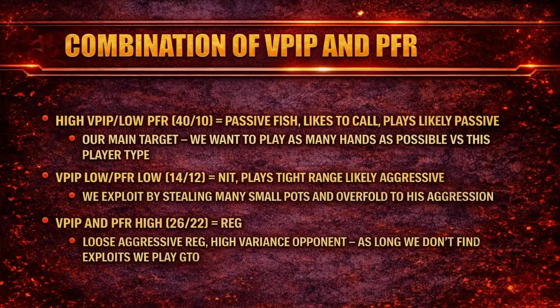Now we combine. 40-10 is a classic passive fish. It's the main target for us in the pool, and we want to play as many pots as possible against this player type because that's where the money comes from. 14-12 is an example for a nit. We exploit by stealing small pots and we overfold to aggression. 26-22 is a classic reg. If we haven't found an exploit yet, we play a GTO baseline.